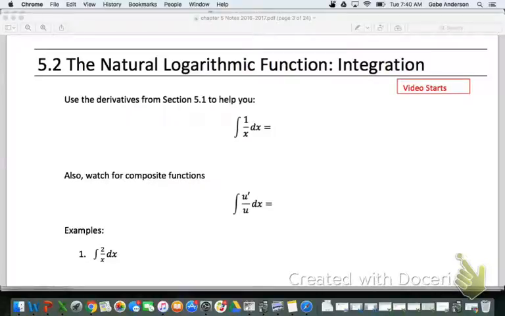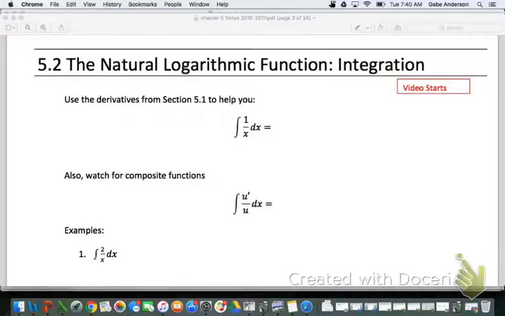All right, this is the 5.2 intro video for Calculus AB. We're going to be looking at the natural log function again, kind of like we did in section 5.1, except we are going to be looking at integrals that end up involving the natural log function.